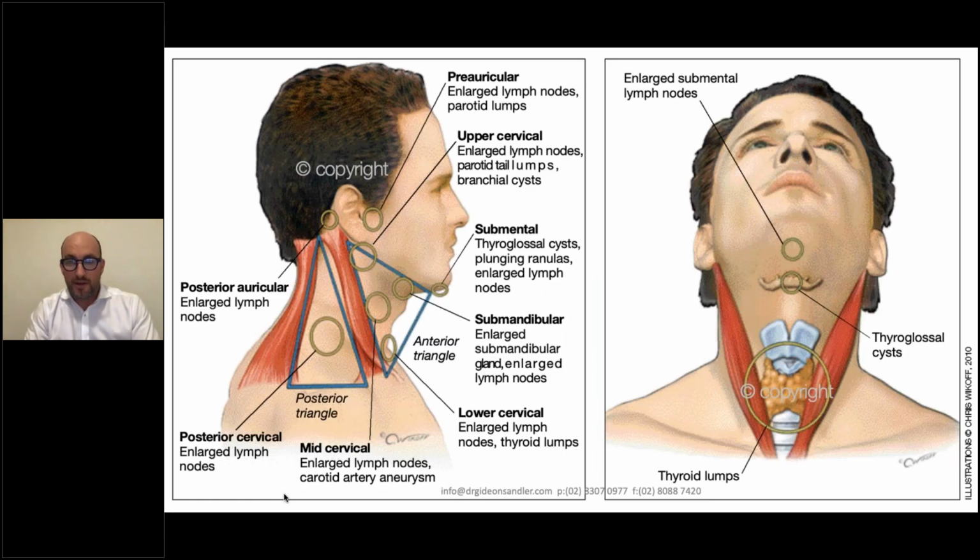This is a diagram of the anatomy of the neck. To the left of screen, showing the lateral neck and what you may find in those areas. So, for example, in the posterior cervical triangle, most neck lumps are a consequence of enlarged lymph nodes, whereas in the midline there are three diagnoses that can occur, which we'll touch on: thyroglossal duct cysts, enlarged submental lymph nodes, and dermoid cysts. Thyroid lumps usually present lower down in the neck, and then in the anterior triangle, enlarged lymph nodes can present, as well as branchial cysts and plunging ranulas.